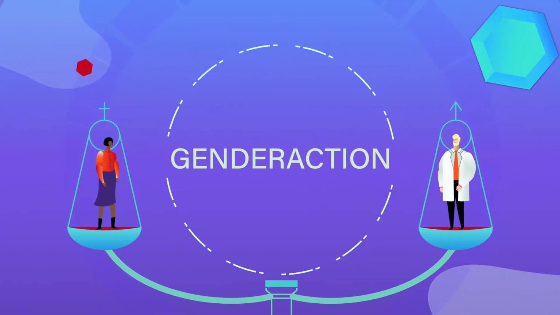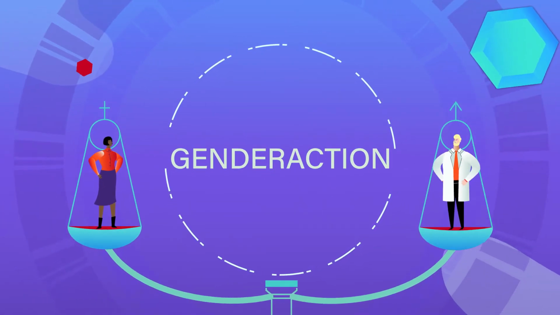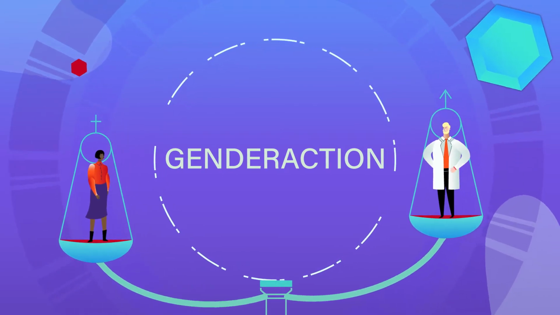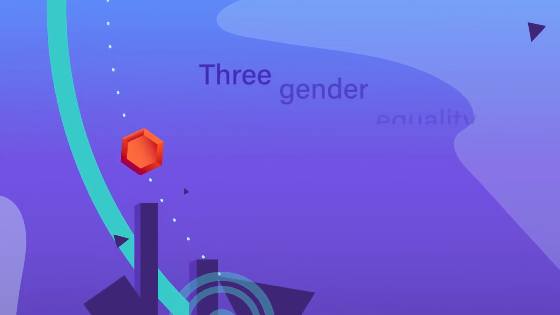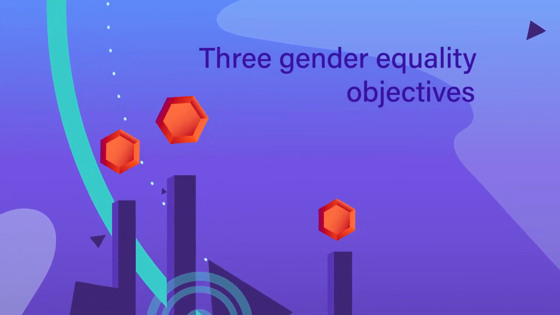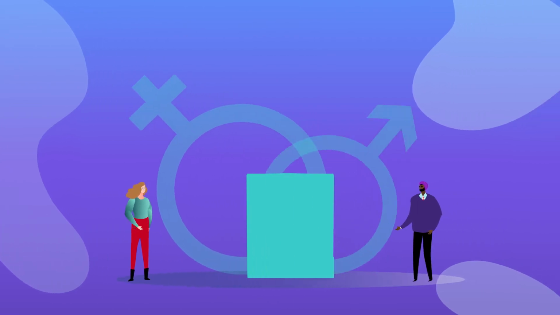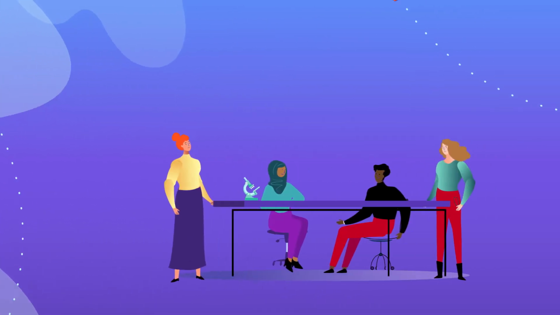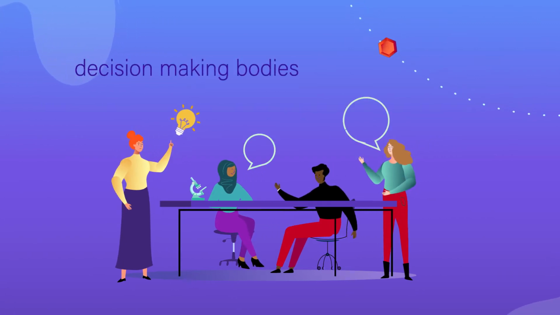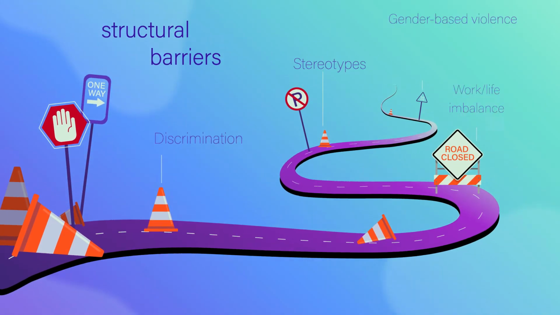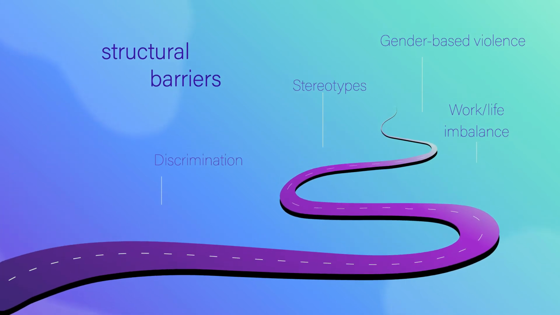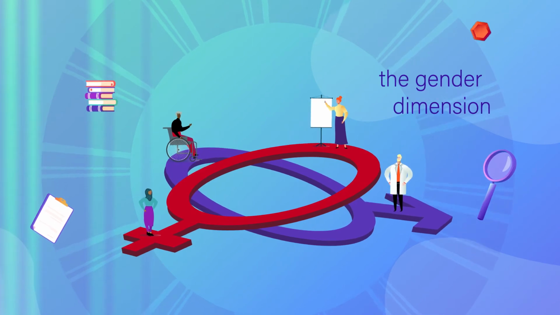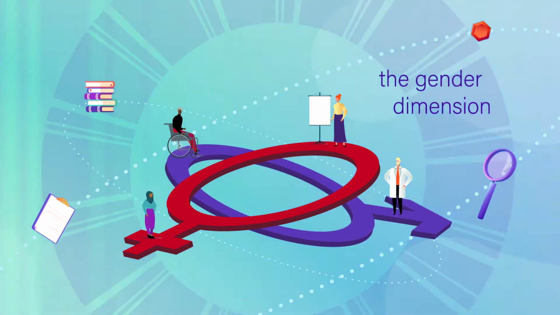In GENDERACTION, we recognise that development and implementation of gender equality measures in research must, firstly, cover all the three gender equality objectives. Women and men should have equal access to all areas and positions in research. More women should be involved in decision-making bodies, while structural barriers to women's careers should be eliminated. Sex, gender analysis, or the gender dimension should be integrated in research and teaching.